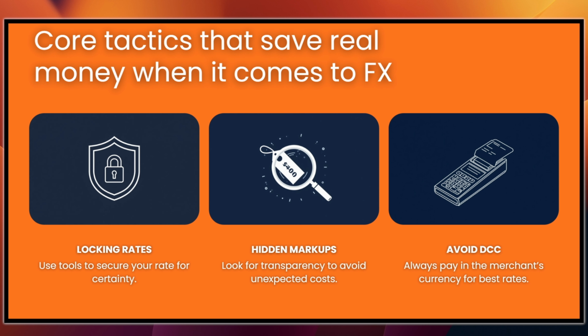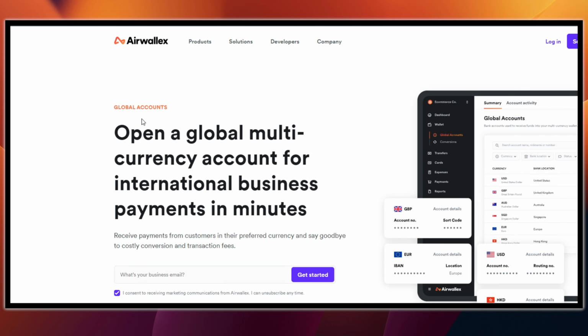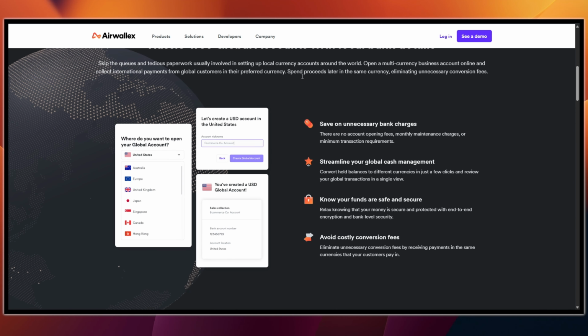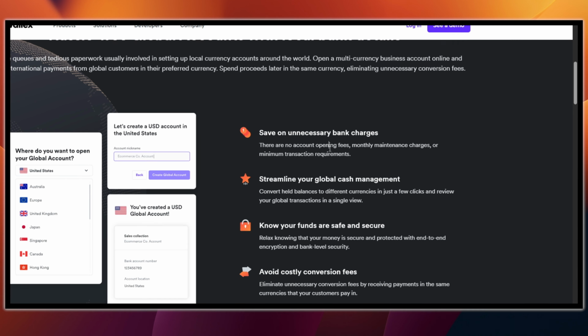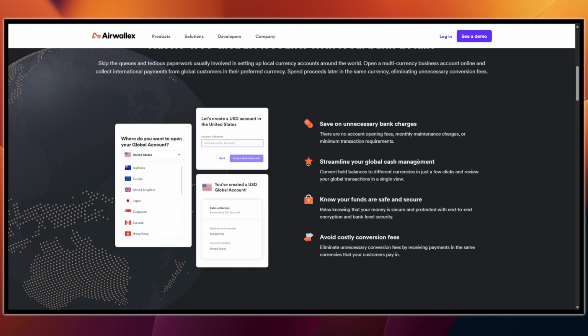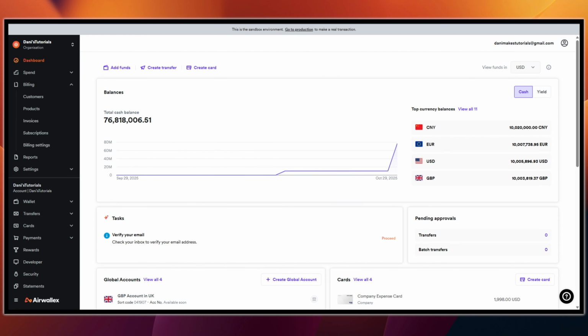Here is how you can take control of FX with Airwallex. With an Airwallex global account, your business can collect, hold, and send money in multiple currencies. That means you can avoid unnecessary currency conversions and hedge against forex risk. When you do want to exchange currencies, Airwallex also gives businesses access to the mid-market rate, making currency exchange more cost efficient. And this is what it looks like in practice.